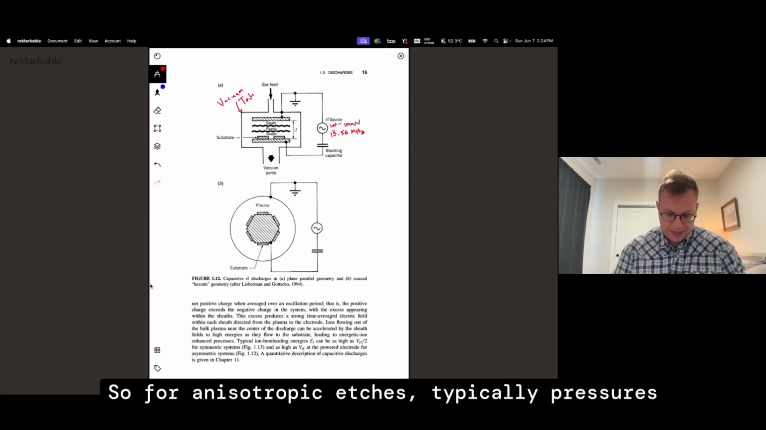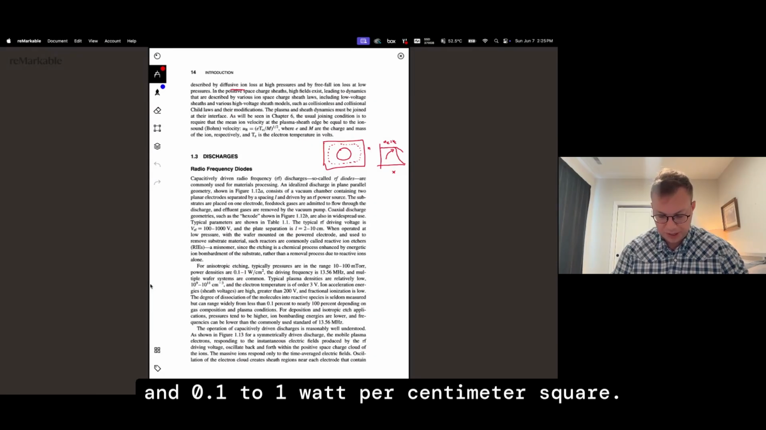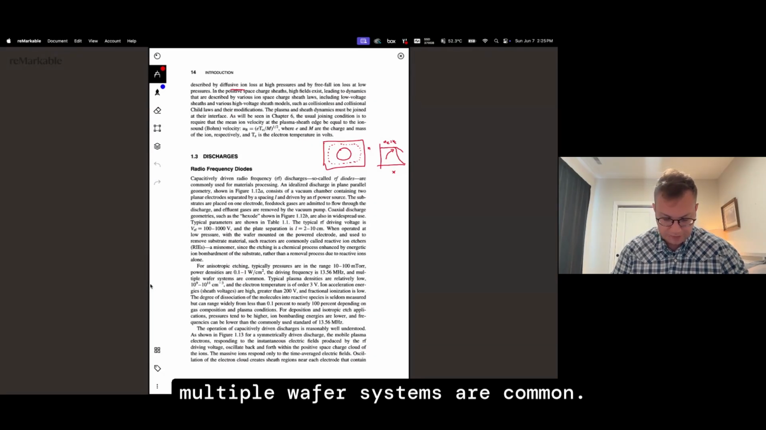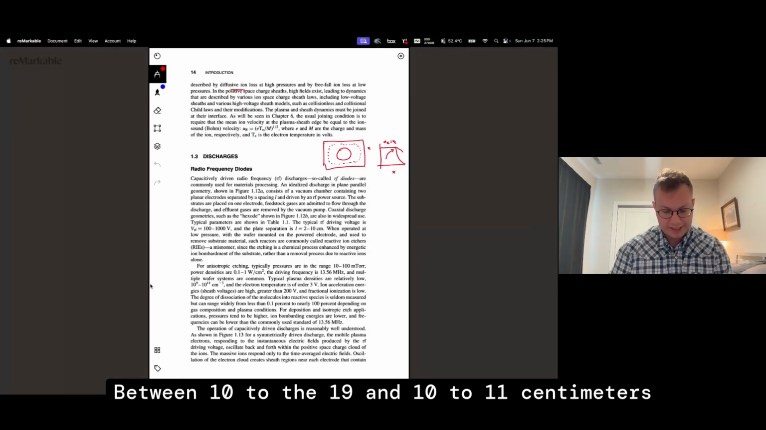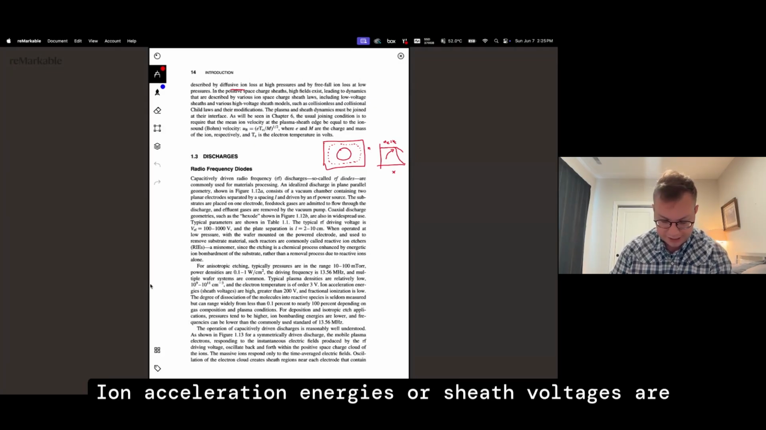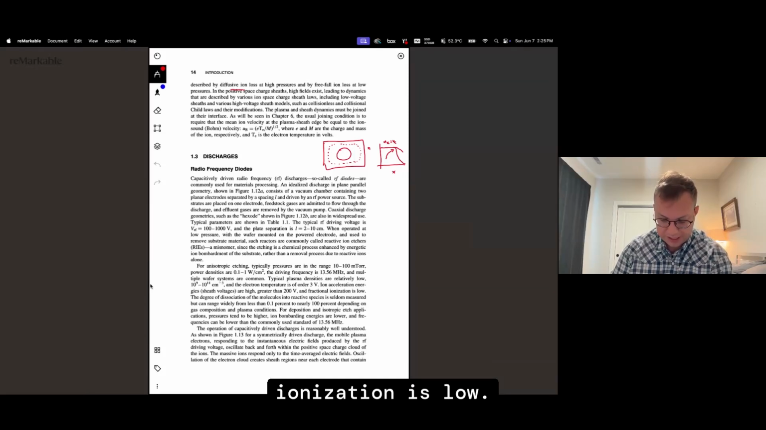So for anisotropic etches, typically pressures are in the 10 to 100 millitorr range, power densities 0.1 to 1 watt per centimeter squared. The driving frequency is 13.56 megahertz, and multiple wafer systems are common. Typical plasma densities are relatively low, between 10 to the 9 and 10 to the 11 per centimeter cubed. And the electron temperature is on the order of 3 volts. Ion acceleration energies or sheath voltages are higher, greater than 200 volts, and fractional ionization is low.